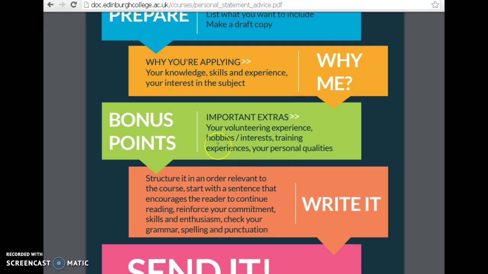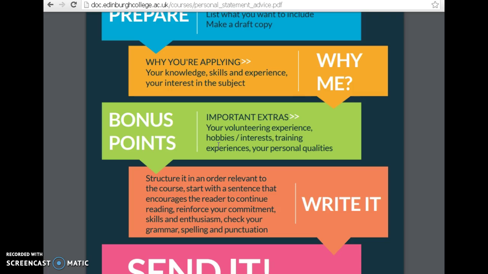You should also tell them of any hobbies you have, particularly those that relate to the kind of study area that you're planning to apply for. You should tell them of any training you've had, and tell them about the sort of person you are. Are you enthusiastic? Are you practical? Are you good with your hands? Are you confident? Are you friendly? Are you good at getting on with others?